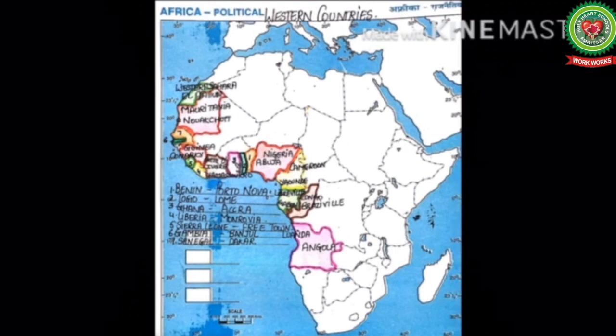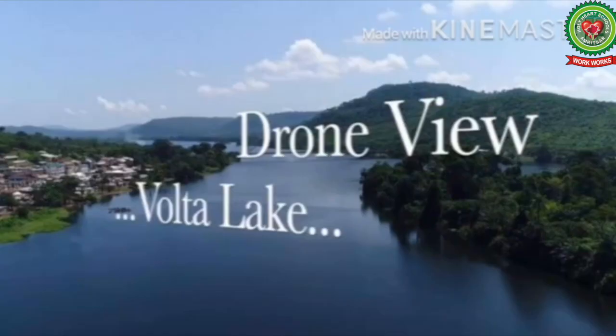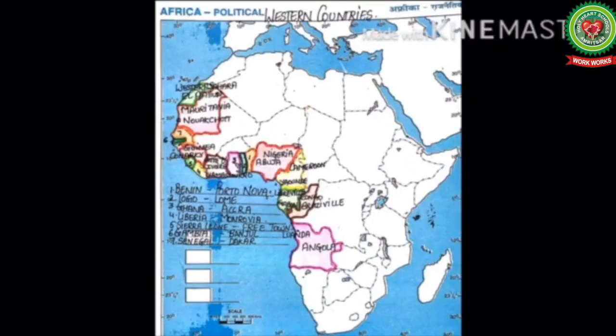The next country is Ghana and its capital is Accra. Ghana was ranked as Africa's most peaceful country by the Global Peace Index. Lake Volta in the Volta region of the country is the world's largest man-made lake. The next is Côte d'Ivoire and its capital is Yamoussoukro. This country is well known for its sandy beaches and green rainforest.